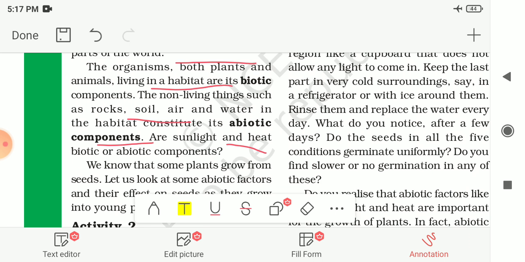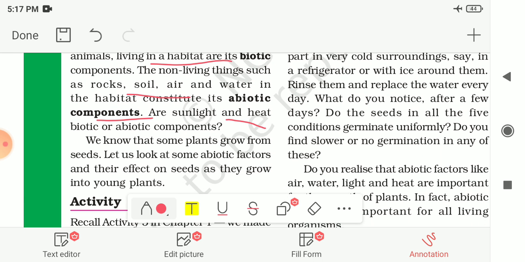Now here one question is: are sunlight and heat biotic or abiotic components? We know that some plants grow from seeds. So let us look at some abiotic factors that affect the seeds as they grow into young plants. These factors are sunlight and heat. These are the abiotic components which help the seed to germinate and grow into a young plant. How these factors help the seed grow into a young plant, we will see in the next activity. The two main abiotic factors are heat and sunlight.